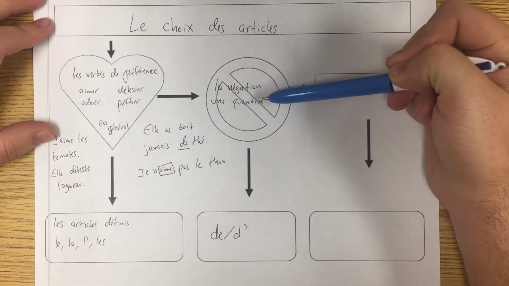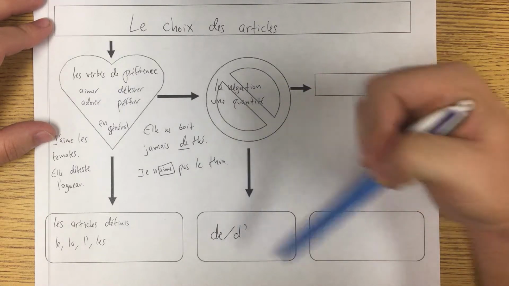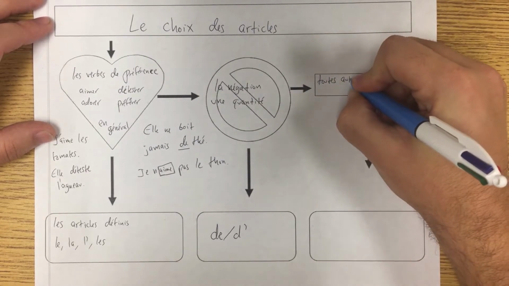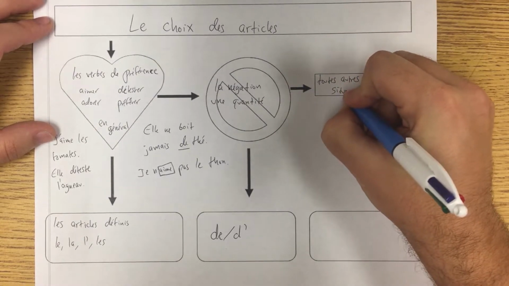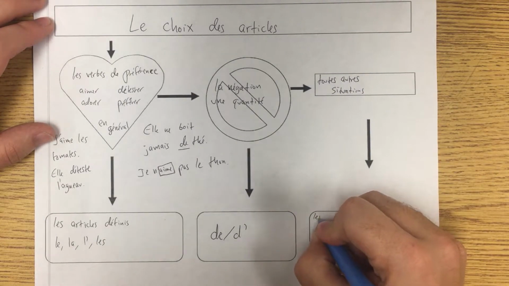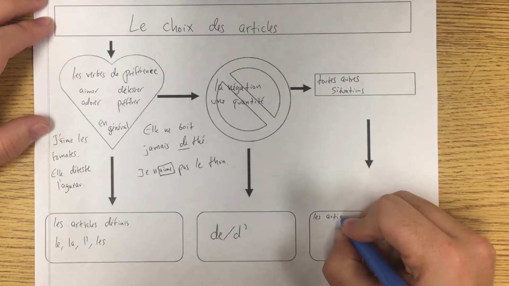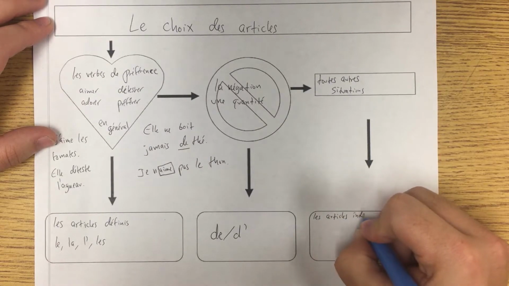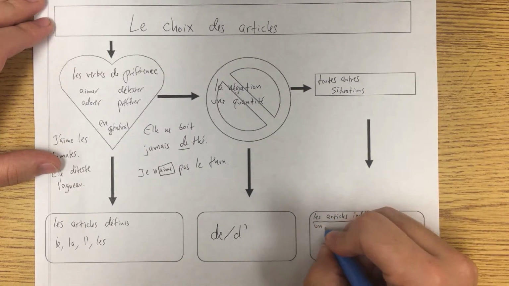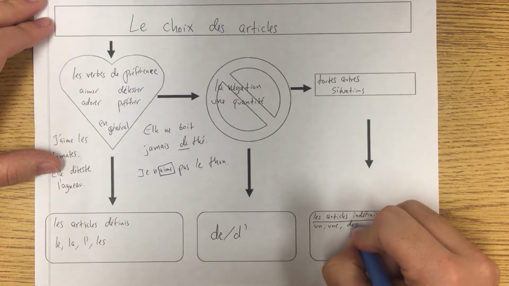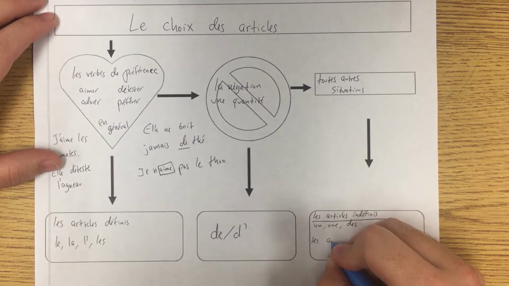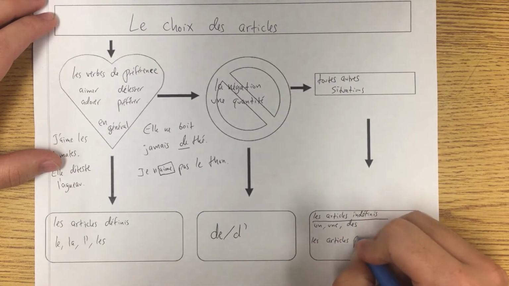Is there la négation or is there une quantité? If there is, we're going to use de ou des apostrophes. In toute autre situation, in all other situations, we're either going to use les articles indéfinis, les articles indéfinis comme un, une ou des. Okay. Or we're going to use les articles partitifs.